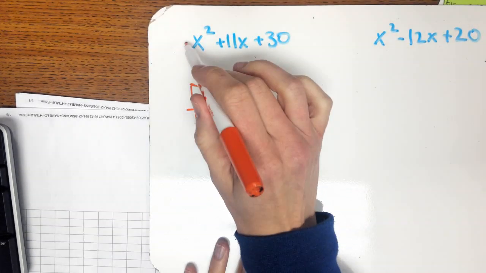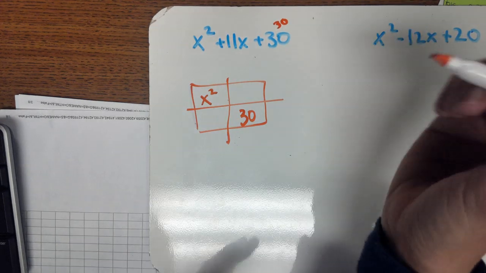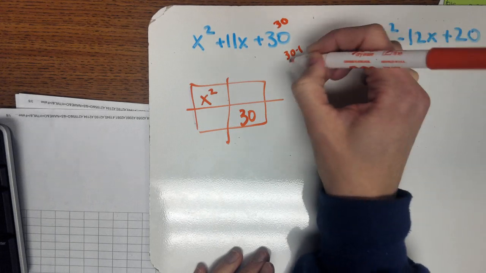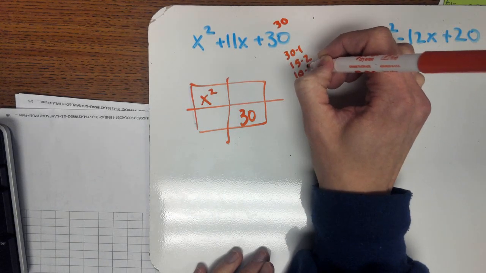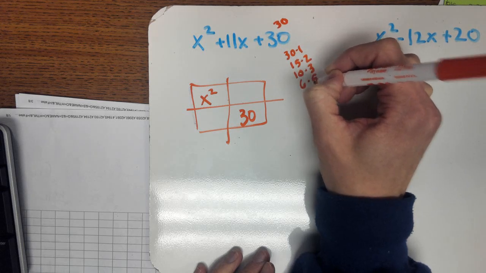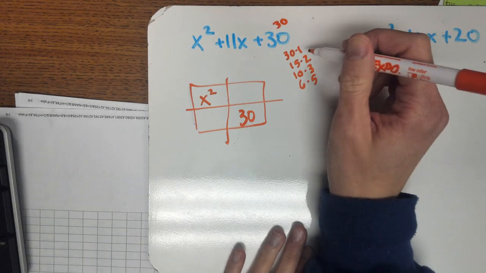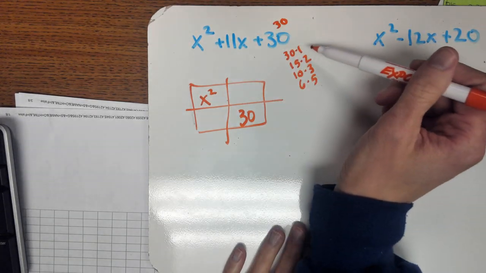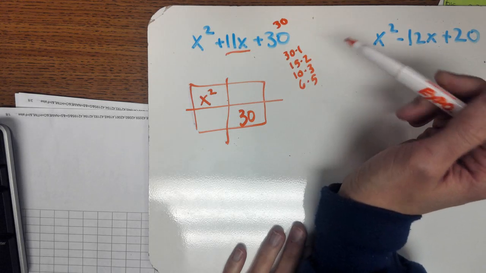Then you just take your first number, which is 1, times your last number, and we get 30. And then just list out every multiple of 30. So make sure that they go together. So 30 times 1, 15 times 2, 10 times 3, and 6 times 5. So once you get those listed, we've got to think, okay, these all are going to multiply to give me 30, but I need to find the combination that will add to give me this middle value, the 11.